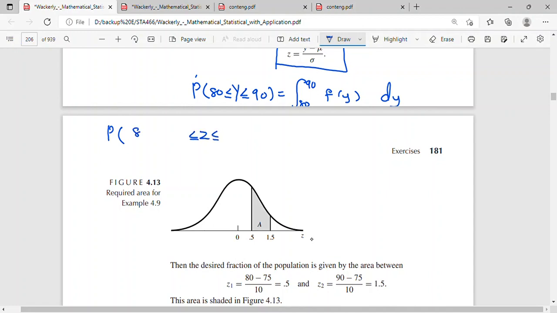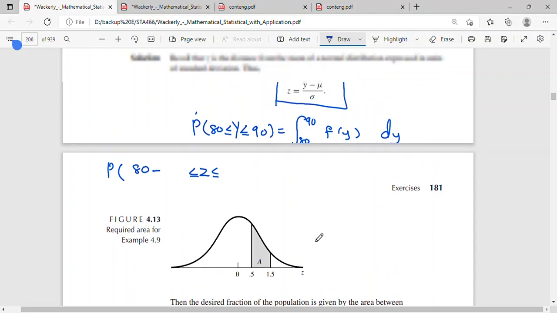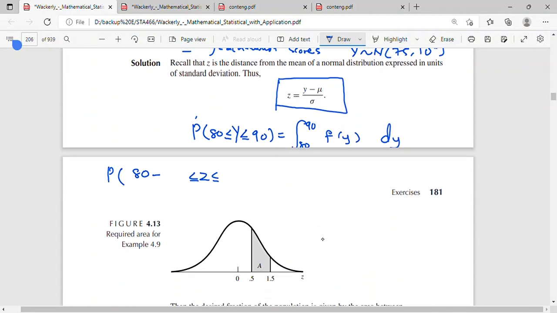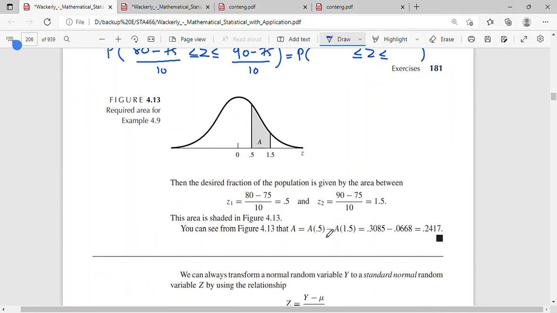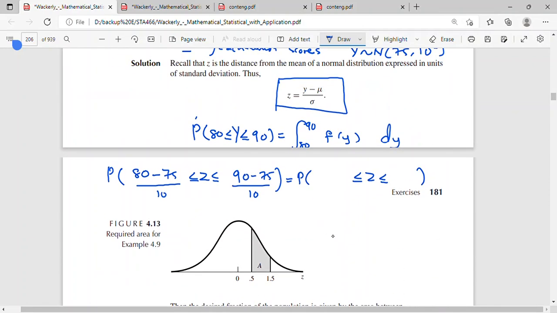Okay, by y tadi minus dengan its mean. Its mean diberi tadi, mean ni adalah 75 and standard deviation is 10. Here 90 minus 75 divided by 10. Okay, so you akan dapatlah value z. Daripada sini baru kita boleh tengok table. Okay, so the value will be 0.5 and 1.5.